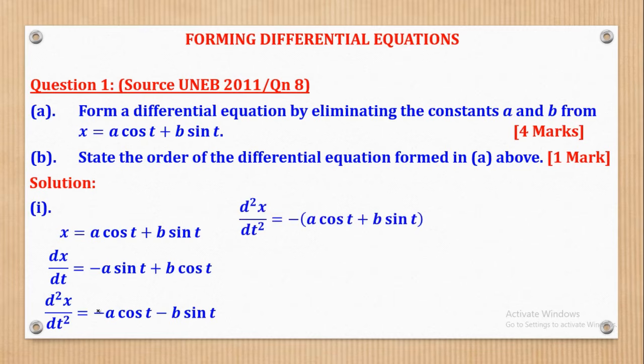So when I rearrange this, I realize that the negative is common. When I pull out the negative, in brackets it will be a cos t plus b sin t. And the good thing, we know that a cos t plus b sin t is equal to x. Therefore, the second derivative is equal to this negative here and this one, which becomes x. So put everything on one side, you come up with that, and this will be our differential equation which they wanted.